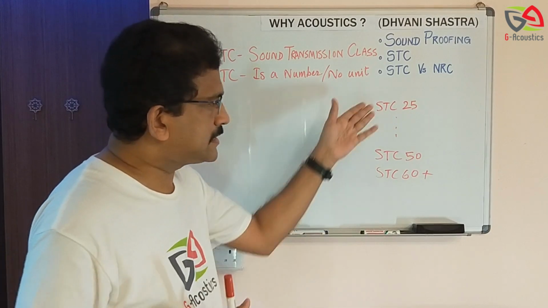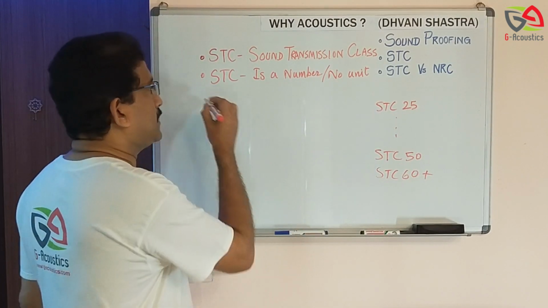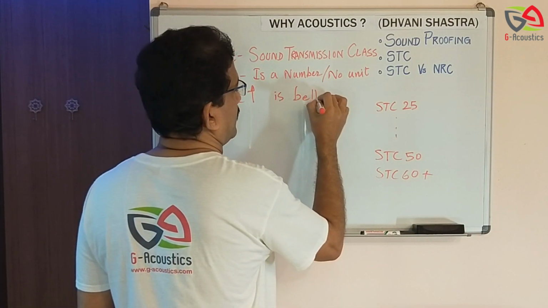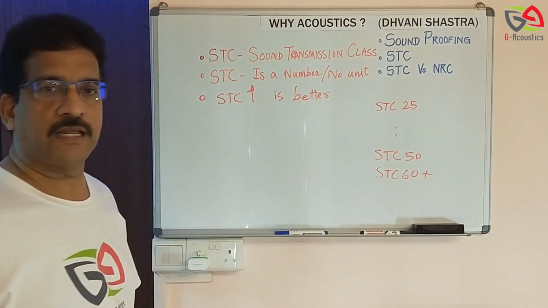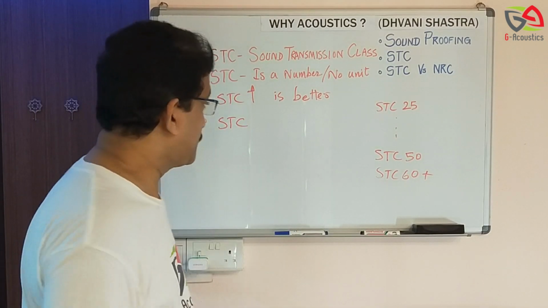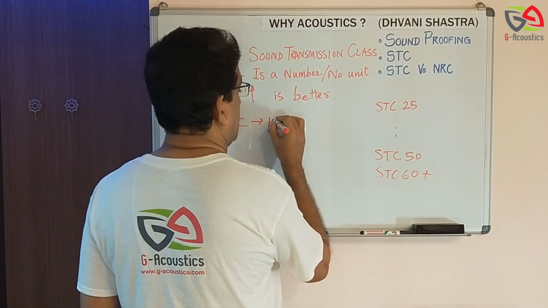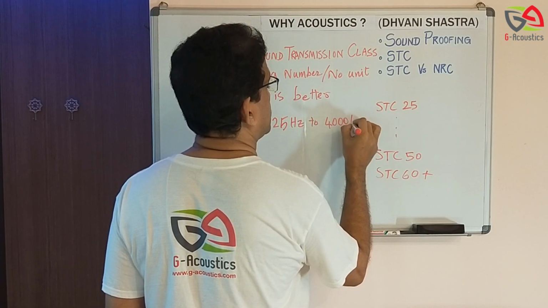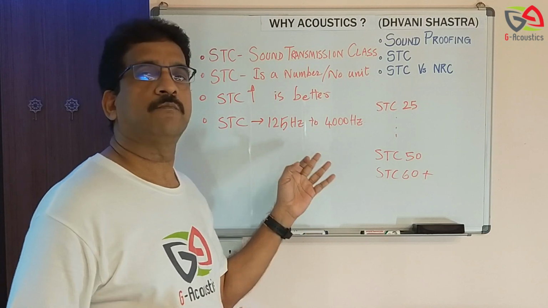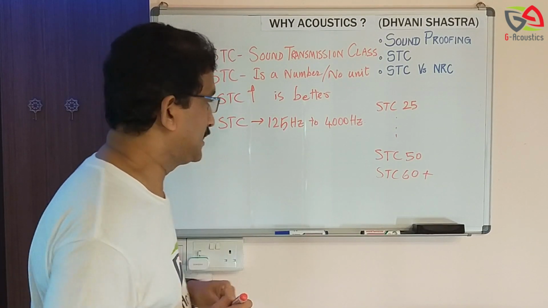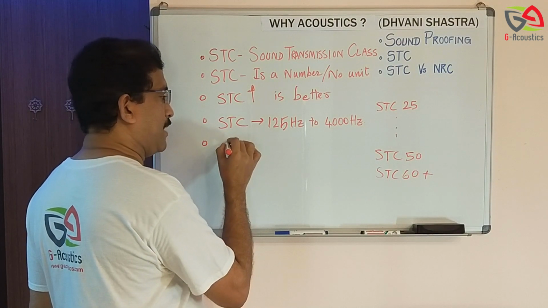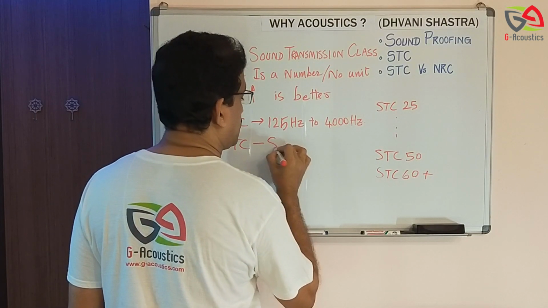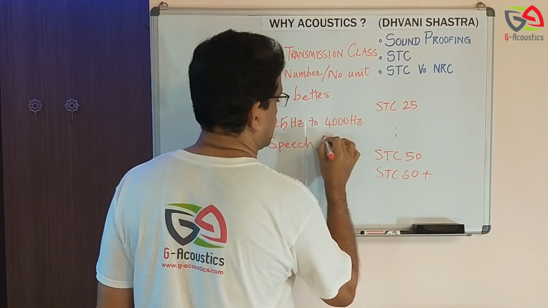So what does this number mean? The higher the STC, the better that particular material is. The standard specifies a frequency range between 125 Hz to 4000 Hz. This is nothing but the speech frequency, right? Speech frequency. Which means STC can be applied only in case of rooms where you are concerned only about the speech frequencies.